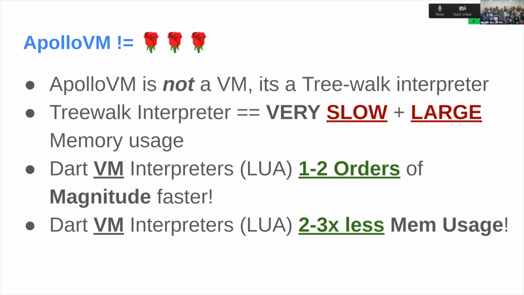Now, the problems with the Apollo VM are that it's a tree walker. It's not actually a virtual machine, which means it's very, very slow, as you saw with that calculation, and it has a huge memory usage. Compared to Lua, which I initially did a proof of concept of this for, it's 1 or 2 orders of magnitude slower, and it's 2 or 3 times more memory use than, say, Lua was, which is a virtual machine interpreter, which is way more efficient.